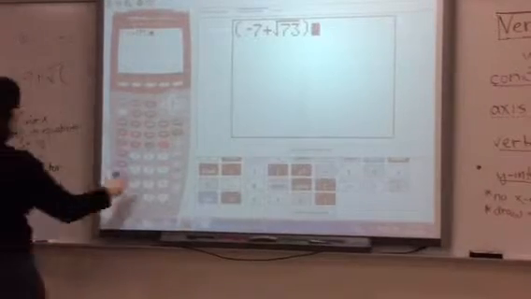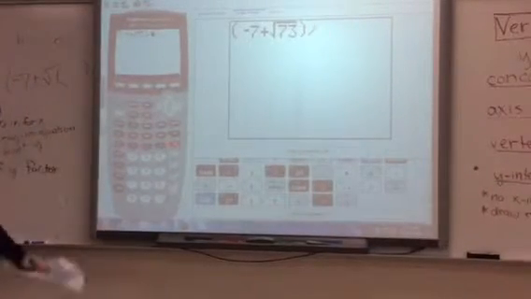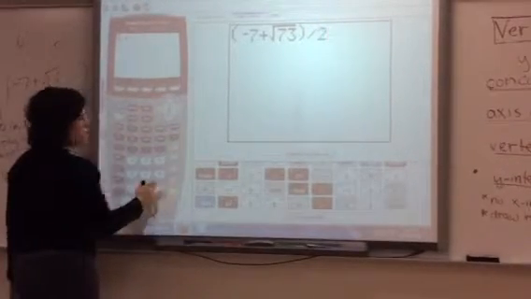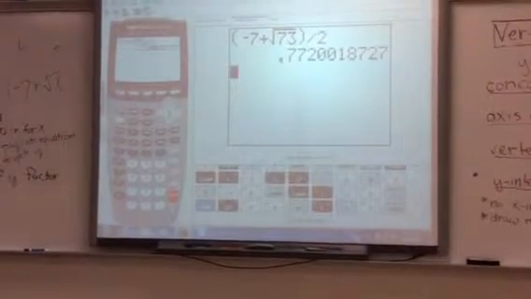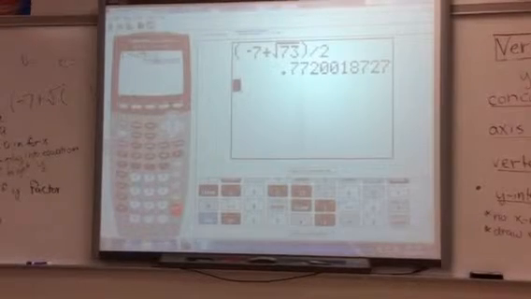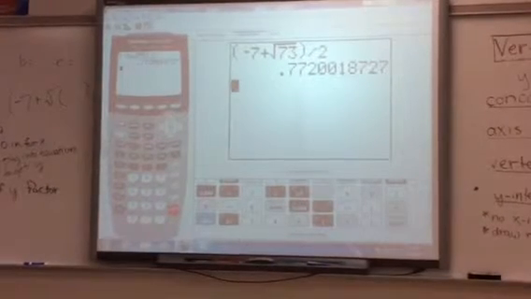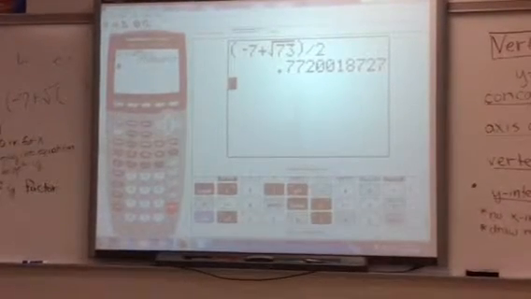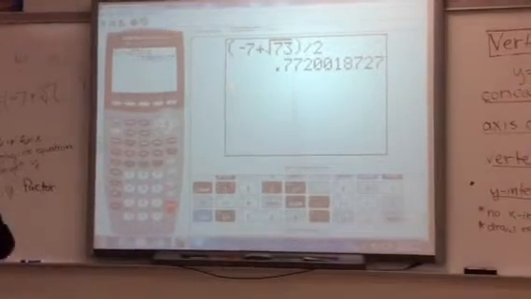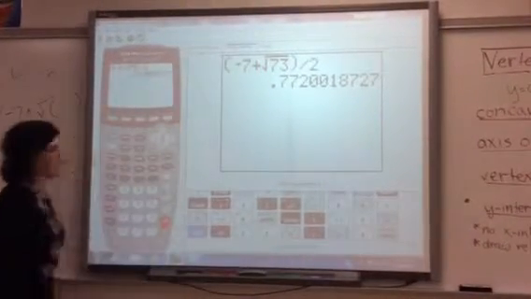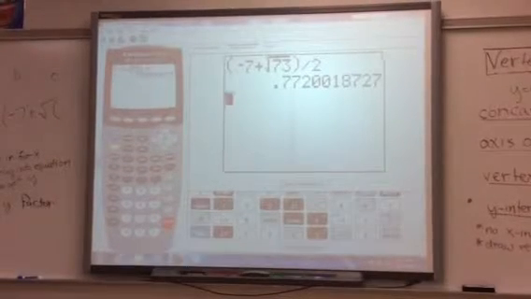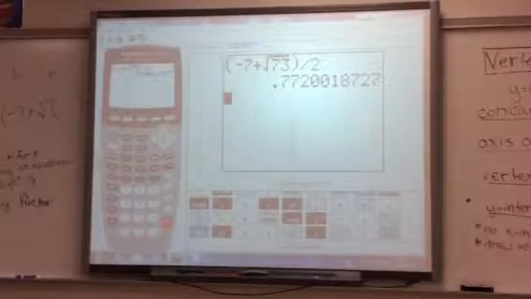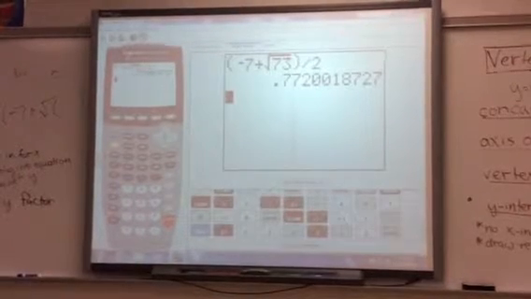Then divide by the denominator. Divided by 2. Enter. Are you guys getting 0.77? Taylor, you with me? Okay, all right. That's an irrational number. That's the approximate decimal. In your notebook, write down that that's the approximate decimal for the plus square root of 73 one.